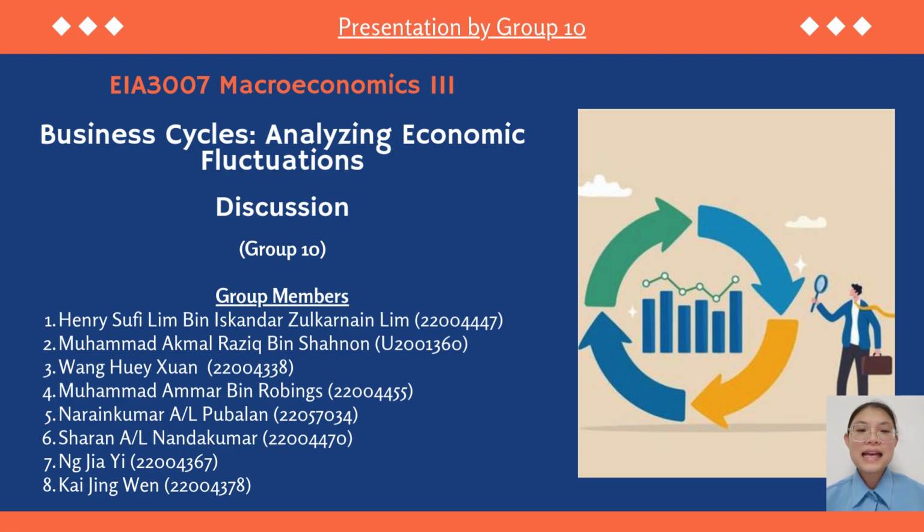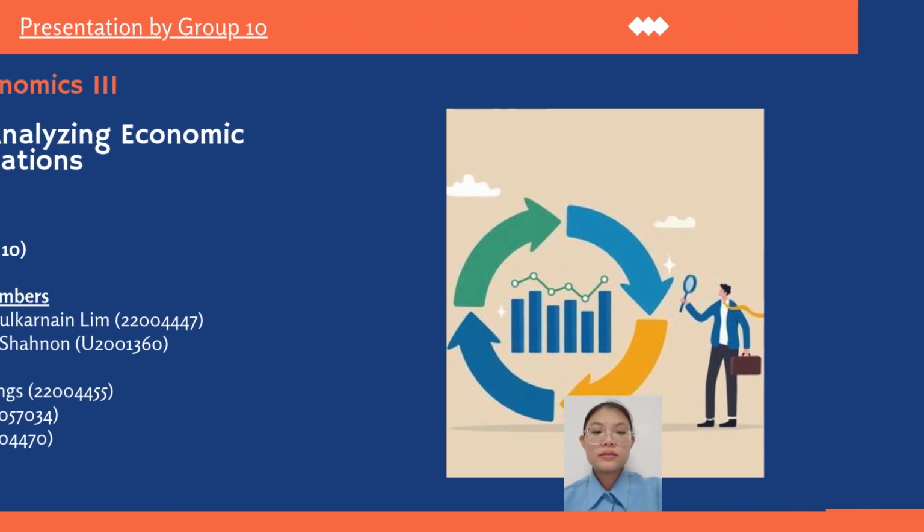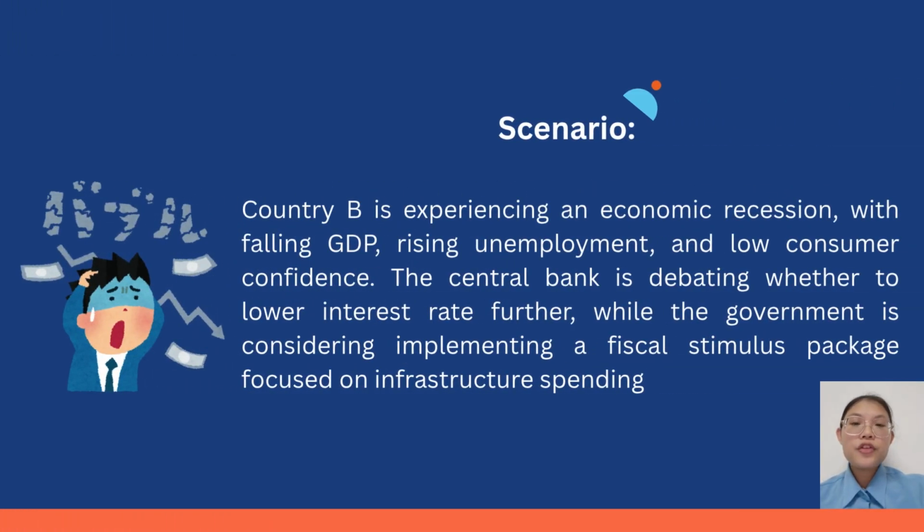Today we will discuss business cycle: analyzing economic fluctuations. There is a scenario in this topic. Country B, such as Japan or the United States, faces economic recession with falling GDP, rising unemployment, and low consumer confidence. To address the recession, central banks suggest lowering interest rates, while governments suggest implementing fiscal stimulus focused on infrastructure spending.